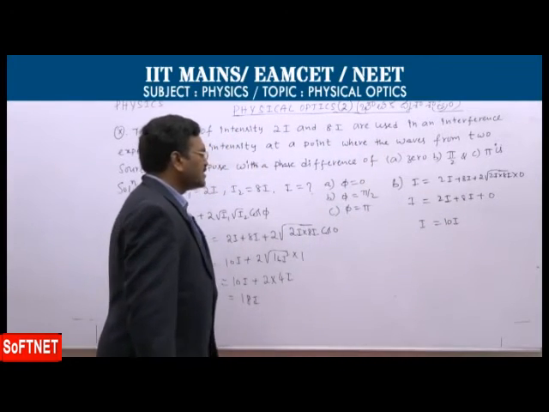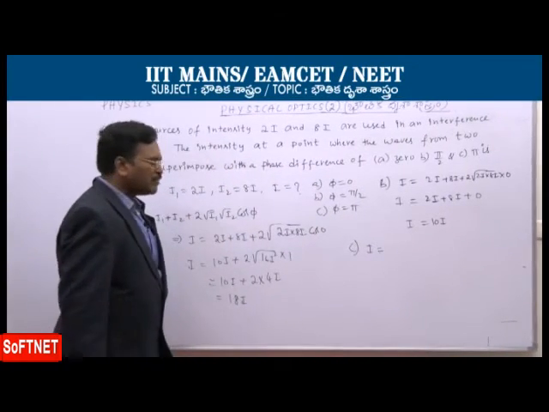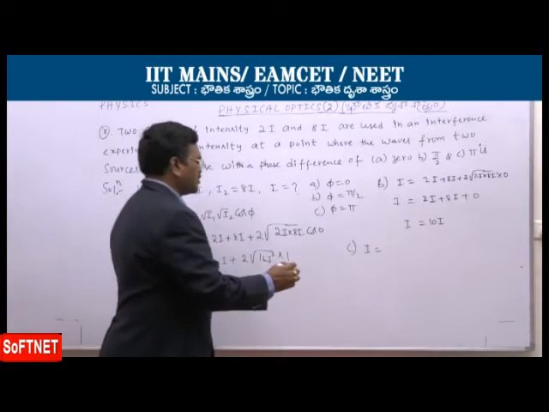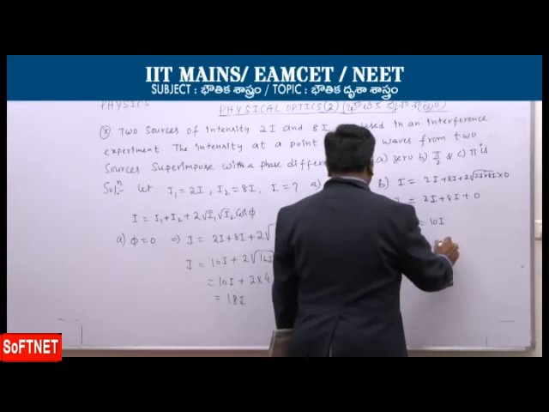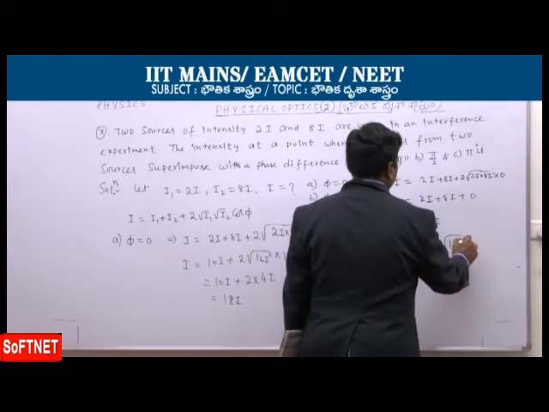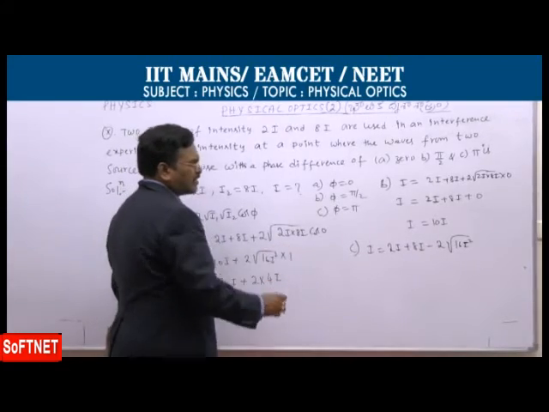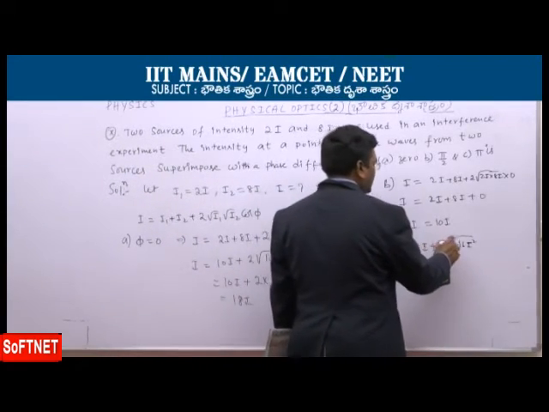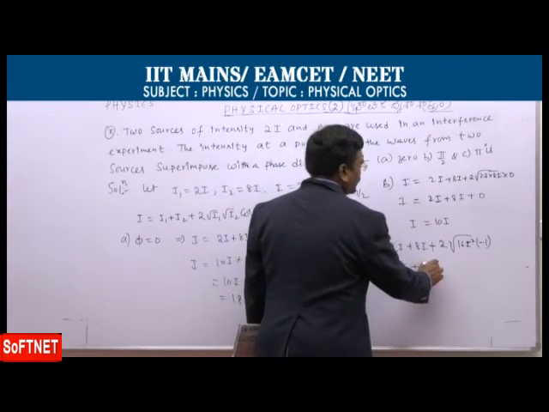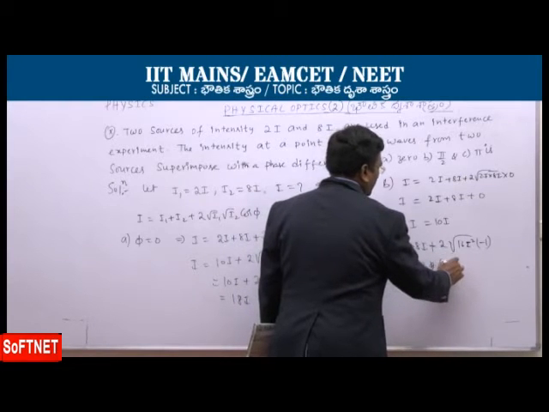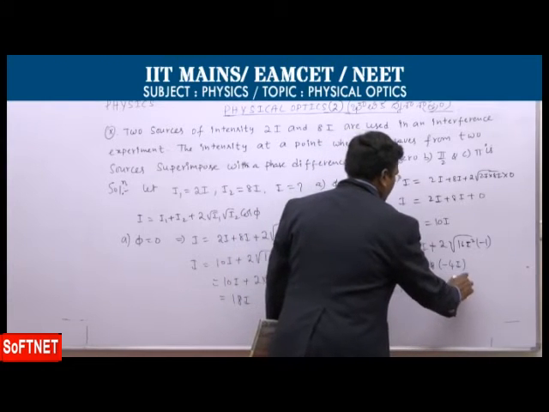Next, the third case, resultant intensity. Cos 180 is minus 1. So we write 2i plus 8i minus 2 into root of 16i square, since cos pi is minus 1. So I is equal to 10i minus 2 into 4i, which is 10i minus 8i, which is 2i.